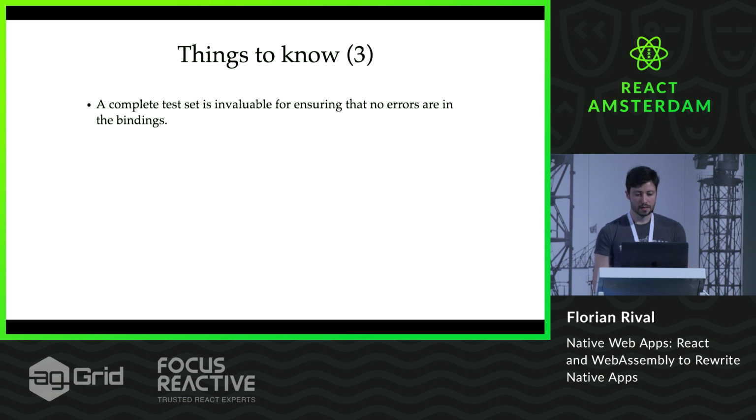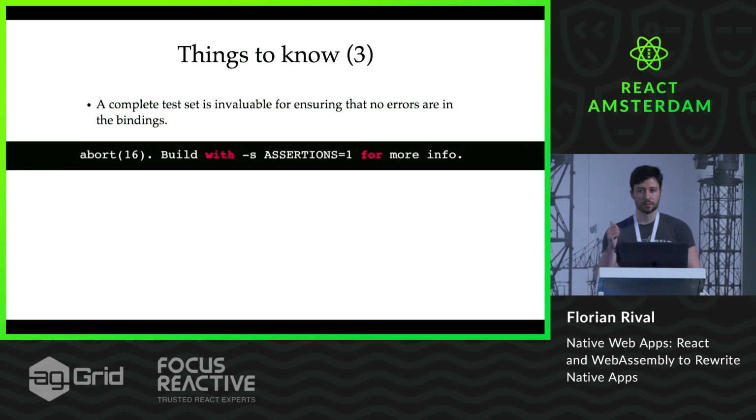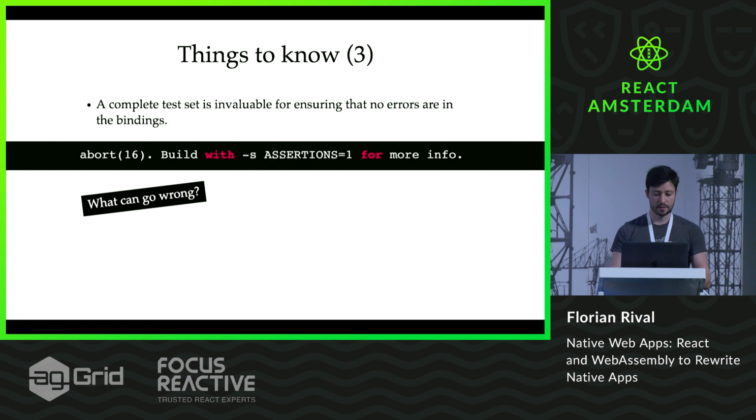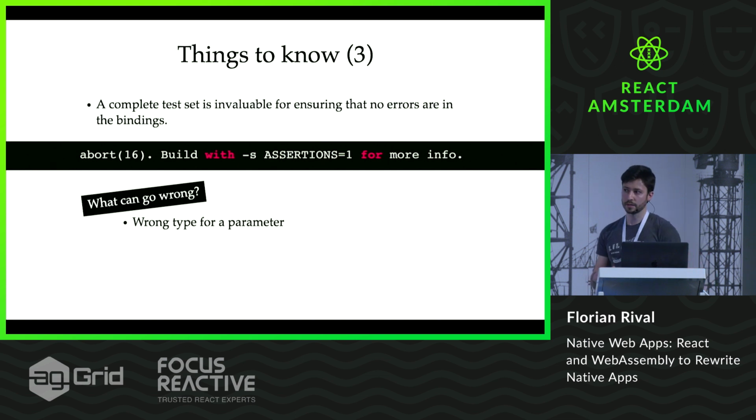Last thing to know is that a complete test set is really useful when you're working with WebAssembly, because that's the kind of errors that you'll get if something is going wrong in the WebAssembly world. So that's not useful at all. And what can go wrong, actually? For example, if you pass the wrong type of parameter, or you forget a parameter, then the method on the WebAssembly side will see, OK, I'm expecting an object, I got passed a number, so the number must be the pointer to the object, but it is not, and then bad things will happen.